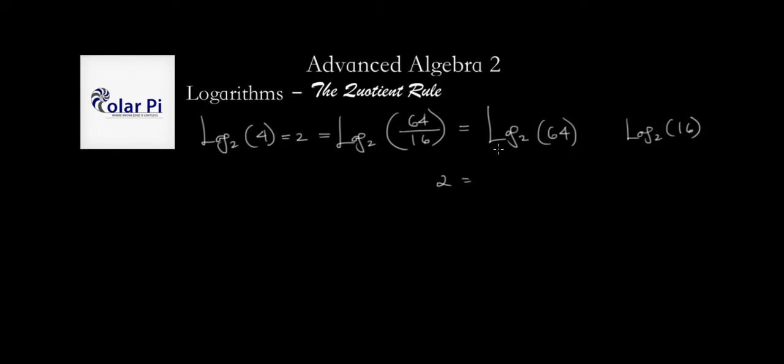Now we know that this here is 6, and we know that this here is 4, so it's obvious what we should do. We should write a minus sign, because 6 minus 4 is 2. So there that is. That's the quotient rule.